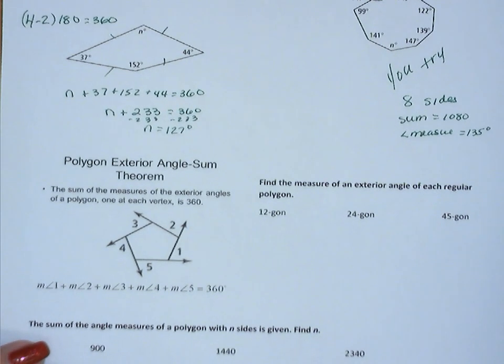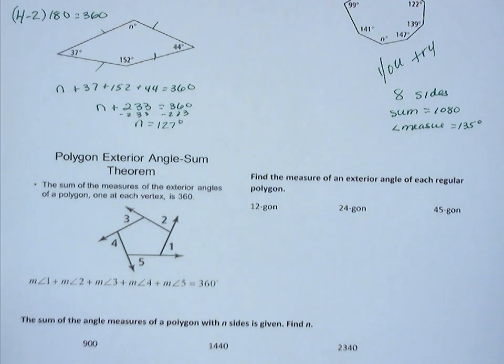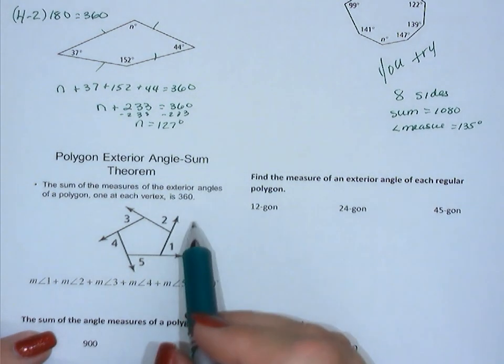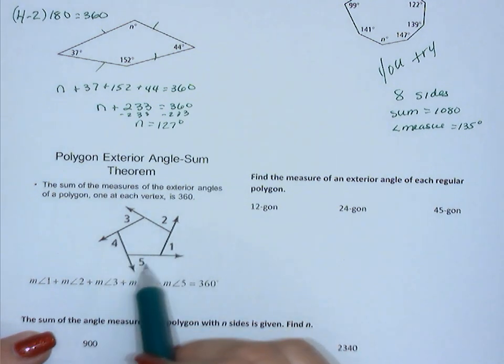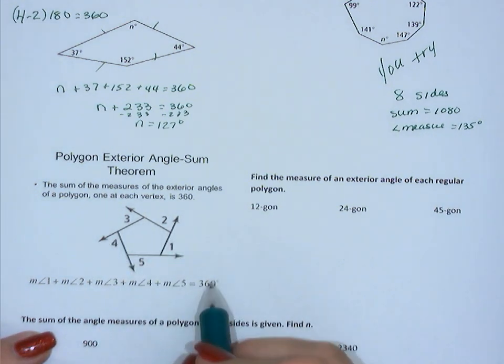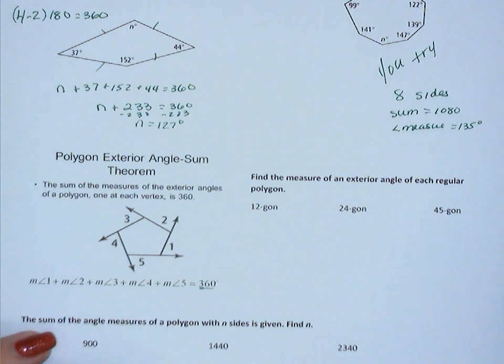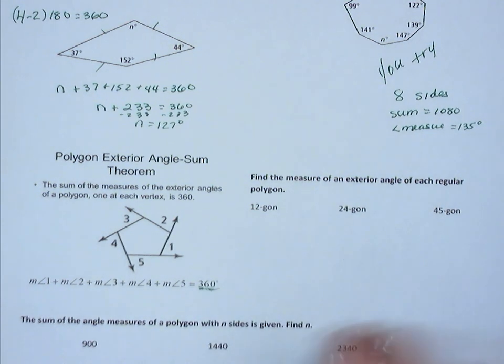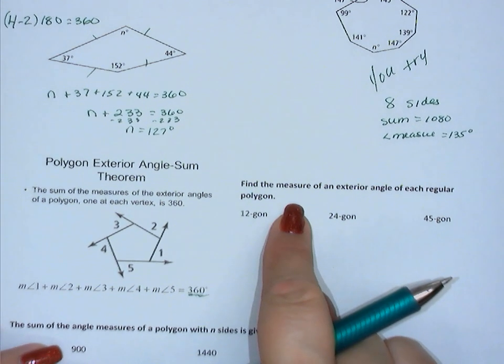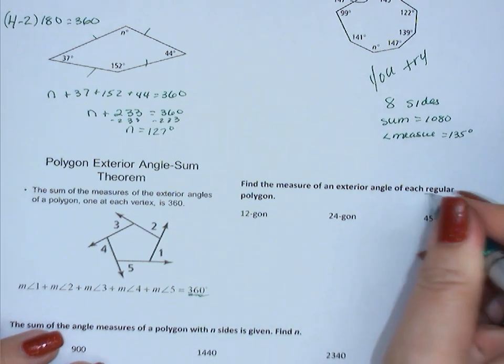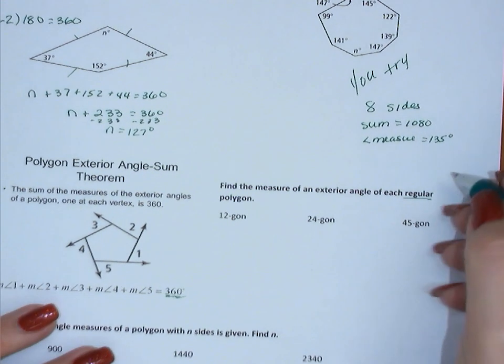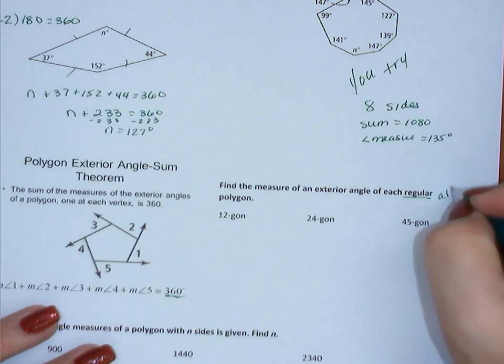Okay, our last theorem is the Polygon Exterior Angle Theorem. It says that all of the exterior angles of a polygon add up to 360 no matter how many sides it has. So that makes life really simple. When I'm trying to find the measure of an exterior angle of a regular polygon, that's key. The fact that it's a regular polygon means all the angles are equal.